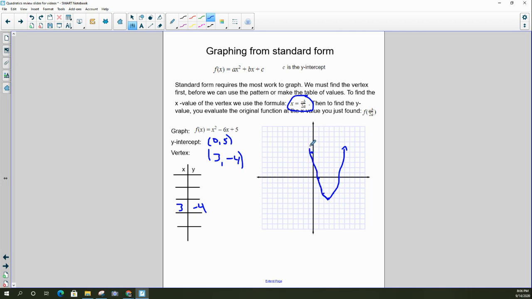Again, it should be a smooth curve. Sorry for my drawing there, but it should be a nice smooth parabola. Plug in some points here, two numbers smaller and two numbers bigger. If I plugged in 2, I'd get 4 minus 12, which is negative 8, and negative 8 plus 5 is negative 3. Plugging in 1, I'd get 1 minus 6 is negative 5, plus 5 is 0. All right, so we have our graph right there.